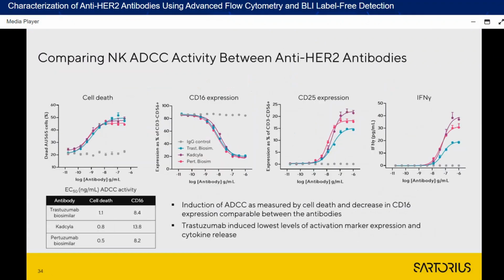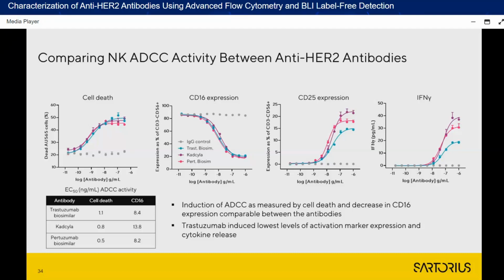And so this is the data that was generated for the ADCC activity. So again, the antibodies look pretty comparable in terms of the induction of cell death. But if we do look a bit more closely down at the EC50 values to indicate the potency of the induction of cell death, we can see that actually there was a slightly reduced potency with the trastuzumab biosimilar.